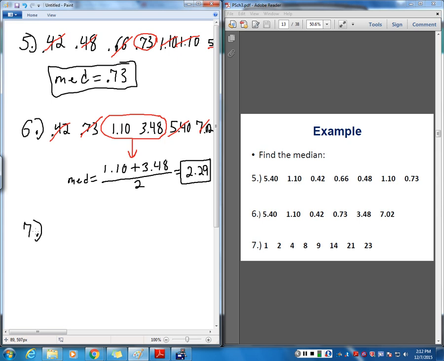Number 7 is already in order. The median of the numbers shown there is 8.5. Why? Well, because the median would have to be between 8 and 9. The number between those is 8.5.